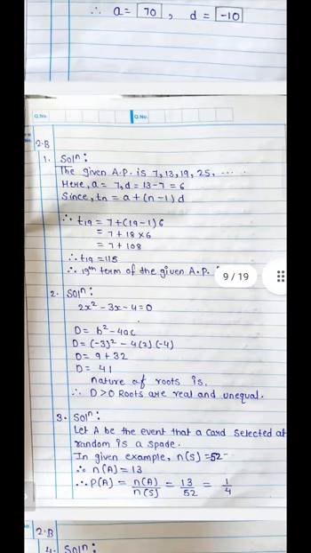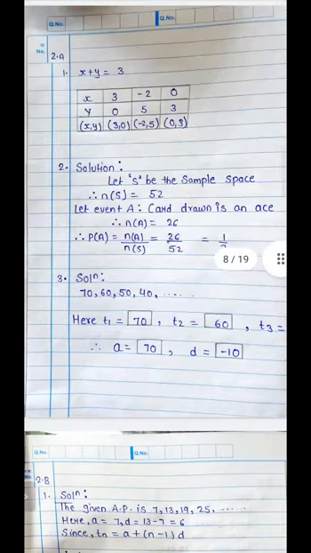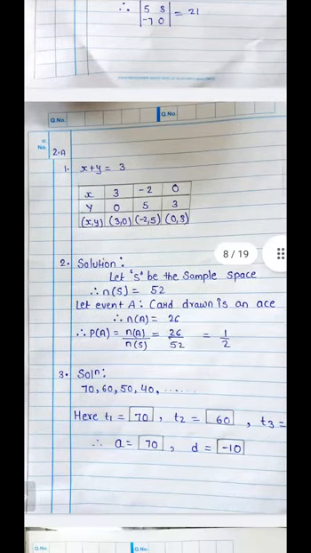Now, see the second one. Determine the nature of roots of the quadratic equation 2x square minus 3x minus 4 is equal to 0. So here 2x square minus 3x minus 4 is equal to 0.